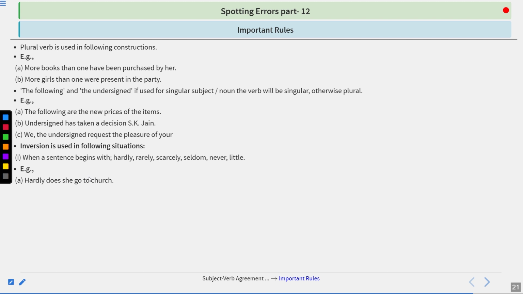So inversion is used in the following situations: when a sentence begins with hardly, rarely, scarcely, seldom, never, little. Hardly does she go to church. So inversion happens when a negative adverb is placed at the beginning, and you have to change the formation of the verb. You have to put an auxiliary verb before the subject, as she. The auxiliary verb is does and the main verb comes after it. And hardly is a negative adverb, which means almost not. Seldom had I seen such a healthy baby. Again, the inversion.